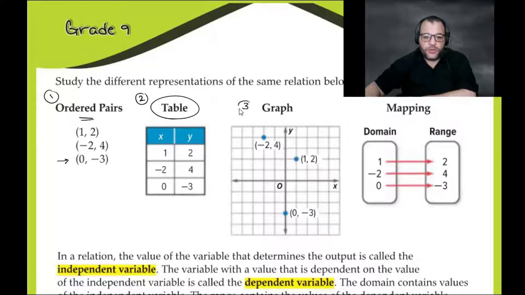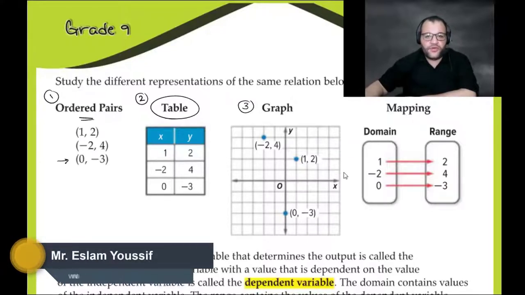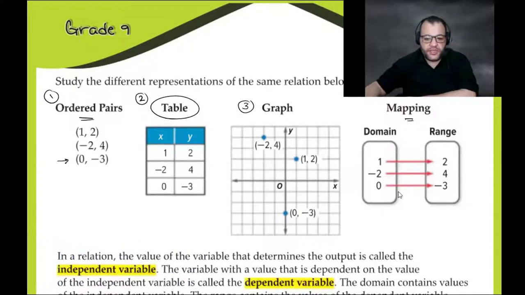The third way is to use the graph, using the coordinate plane. So the point 1 and 2 means we move 1 along X and go up 2. Negative 2 and 4, we go to the left 2 units, then go up 4. 0 and negative 3 means without moving right or left, we go down 3 units. By using the mapping, we just write the elements of X and the elements of Y, then we connect between them.